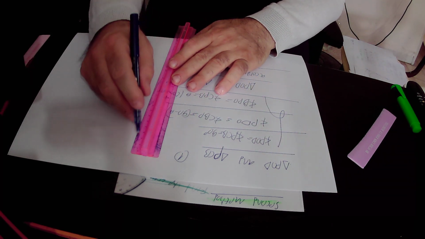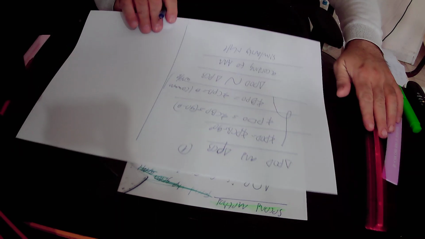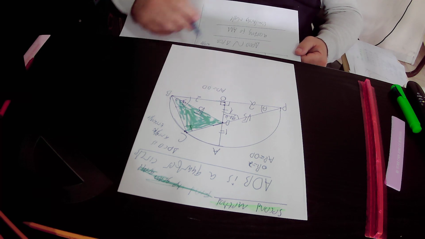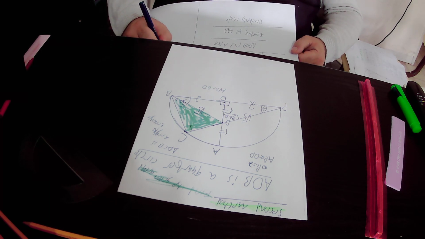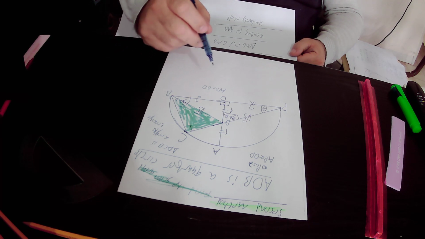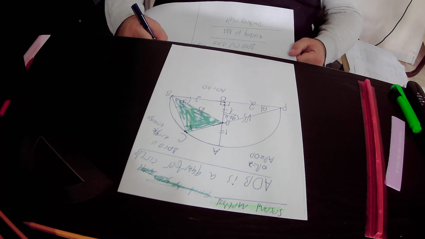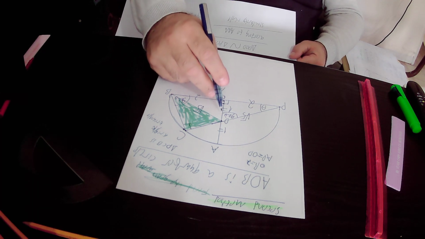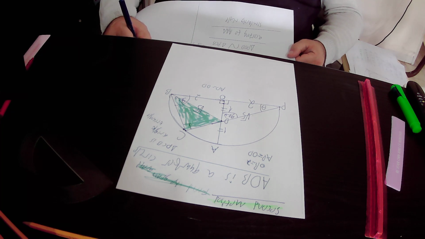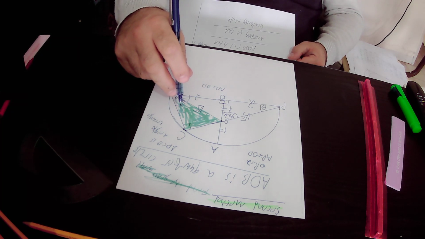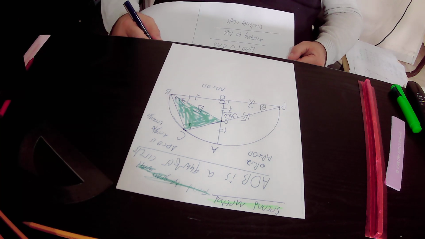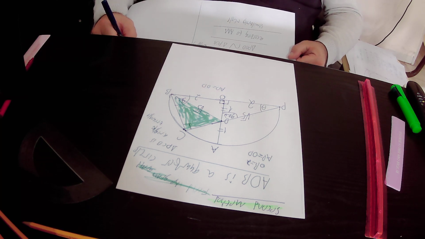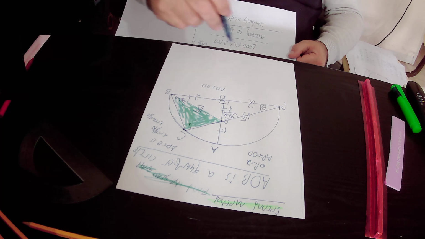And from the fact that the two right triangles are similar to each other, we conclude that the following relationship exists between their sides. We conclude that PD over PB equals DO over CB, and it also equals PO over PC.